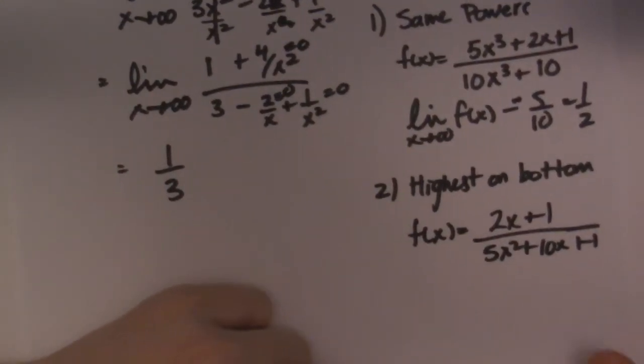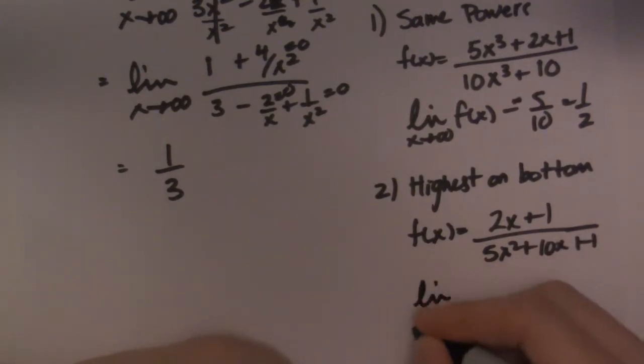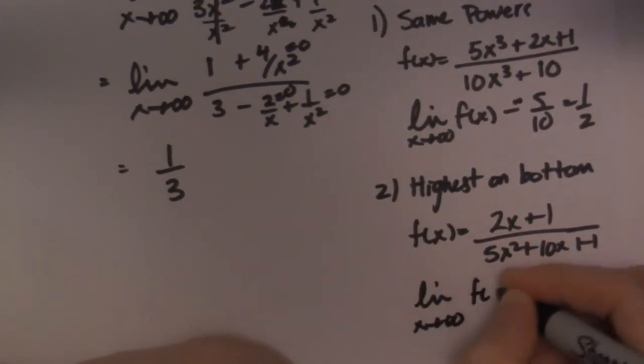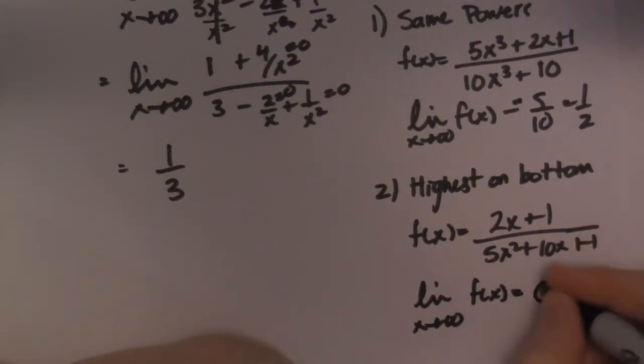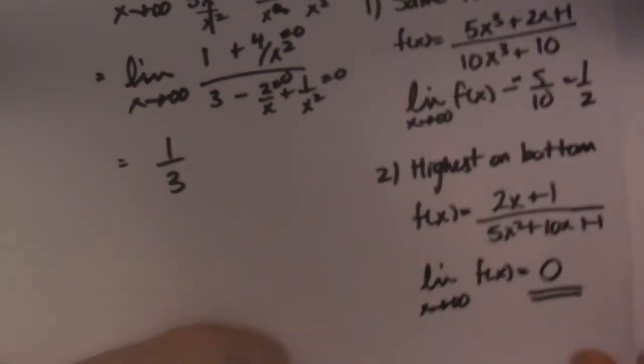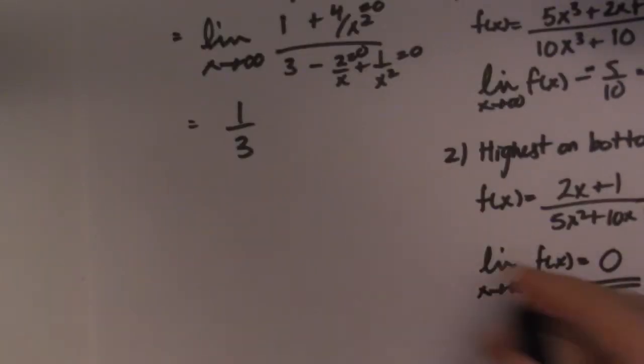So essentially what that means is this is going to get really close to 0. So the limit as x approaches infinity of f of x, when the highest power is on the bottom, is always going to be 0. Then the third scenario, I'll write it over here.